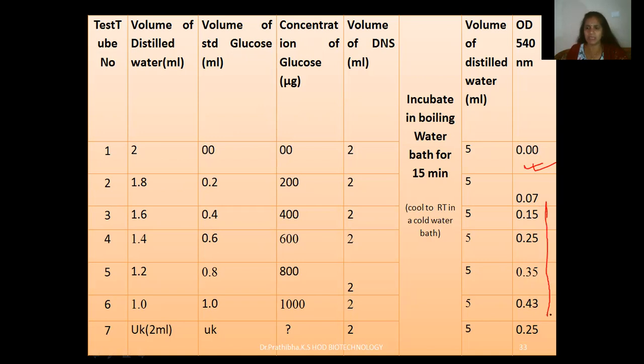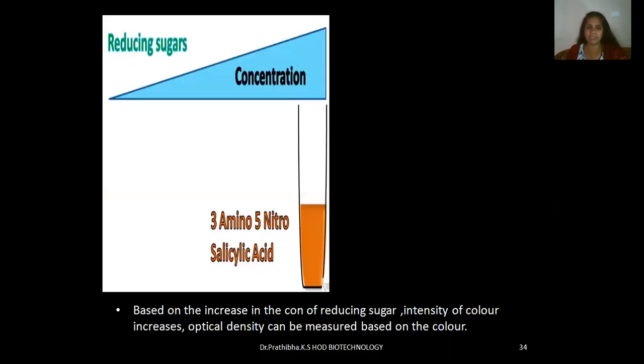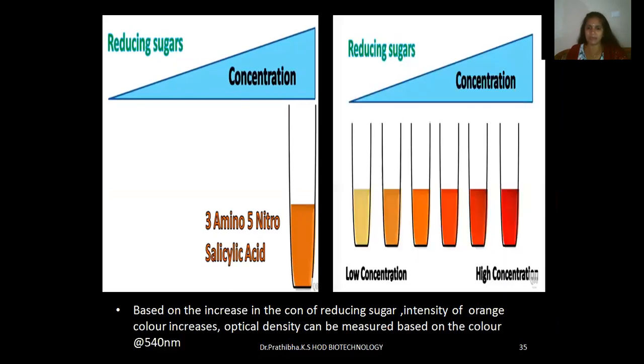Whereas the unknown, which will be given by the examiner or the teacher in charge, may be different, or not necessarily in increasing order. Based on the increase in the concentration of the reducing sugar, the intensity of the color increases. The increased color can be measured by the colorimeter, using optical density at 540 nanometer. In the blank, there was no glucose, so there is no color development. It is just a blank to adjust that particular instrument.